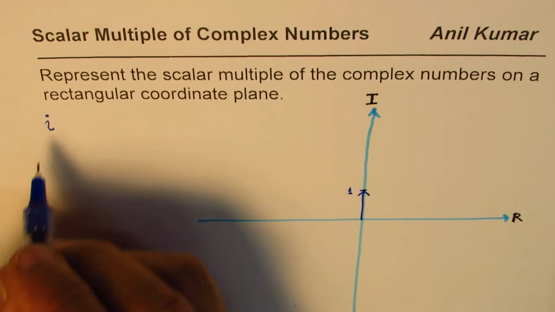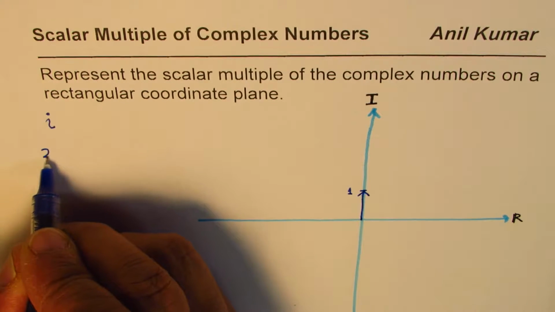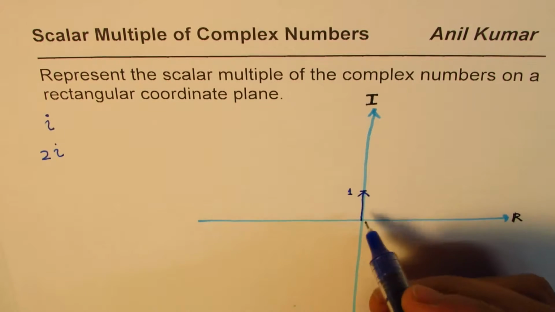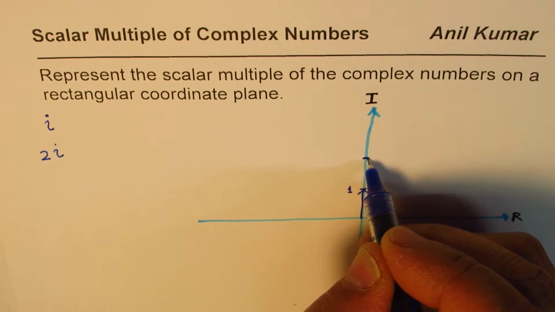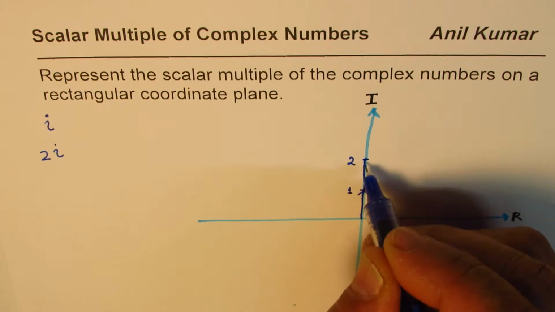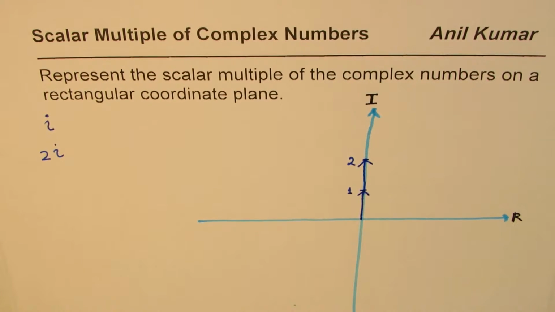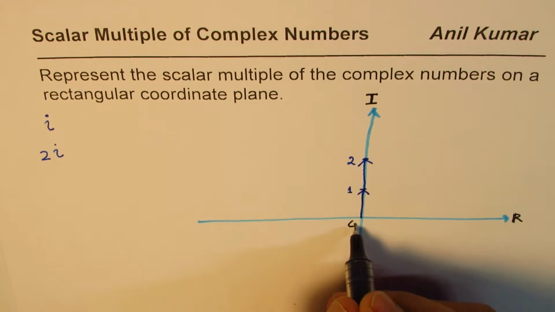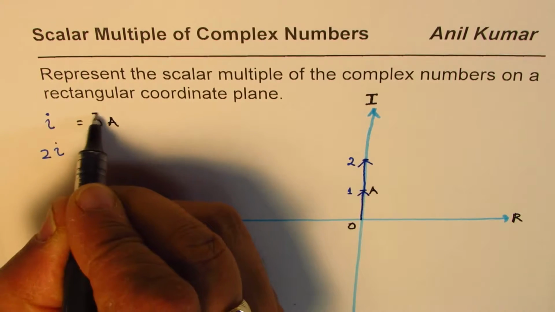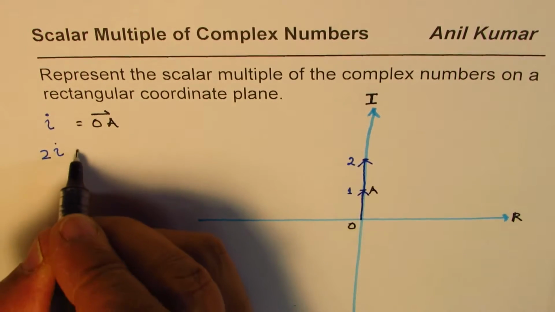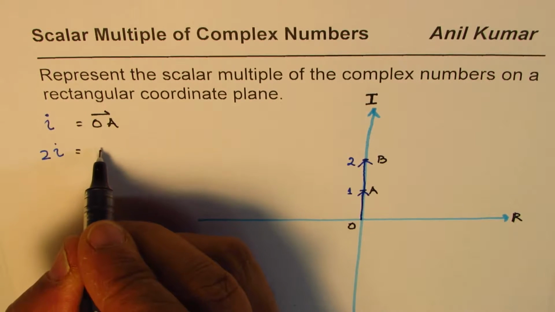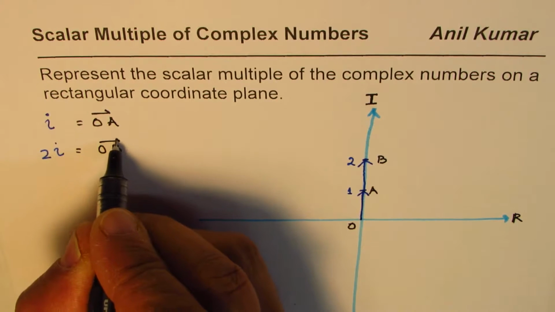If I want to represent 2 times i, how can I do that? That's a scalar multiple. Just multiply by 2, so you get twice the length, and it becomes 2i. So this length here represents 2i. If this is my O, then OA represents i, and the point B along the vertical axis represents 2i. Do you see that?